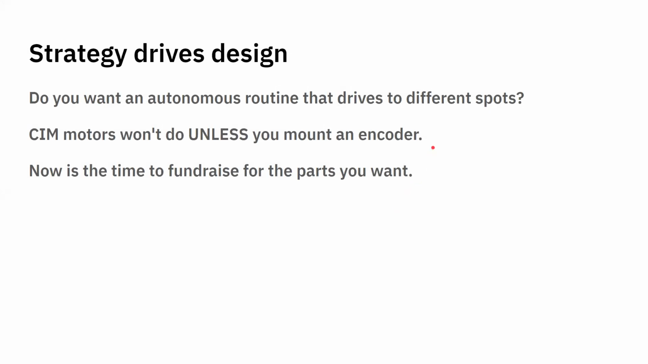The other thing you need to think about is that you're going to have an autonomous routine. So at the bare minimum, you want to have your robot drive a set distance. Now you can do that with time. So if you're going to stick to CIM motors, do that with time. But if you want to be able to move here and here, that's where encoders get really powerful and really useful.